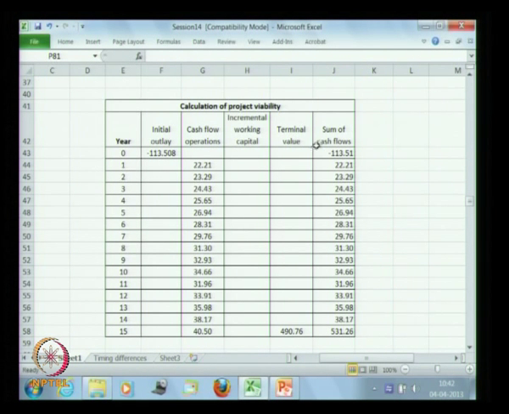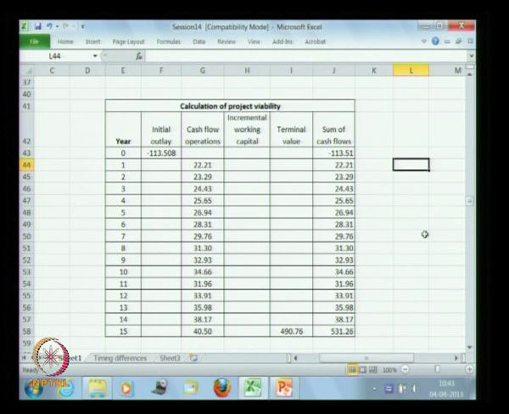So what I have now done is calculated the sum of all the cash flows for each of the years. This column is nothing but the summation of all the components of the cash flows for each of the years. So we can actually use this information to calculate your net present value. Let us now try and calculate the net present value for this project.